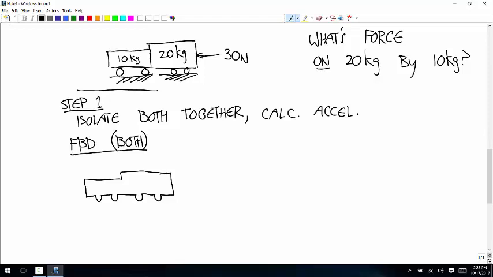So there's the outline. What forces are acting? What's the first one? Gravity. And the magnitude of that force is the mass times 9.81. What's the mass of this chosen object? 30, yep. Both of those two added up. So 30 times 9.81 is 294.3.